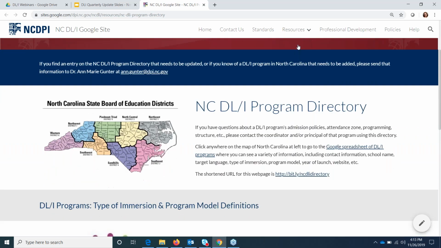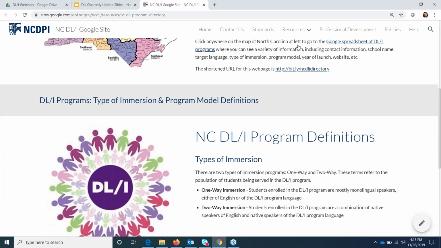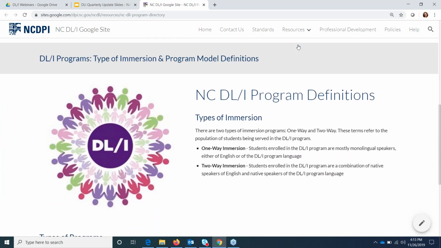As we scroll down, we're going to take a look first at the DLI programs, type of immersion, and program model definitions, just like we said. First of all, we want to clarify when we say types of immersion, what types of immersion are available in North Carolina and available anywhere. There's really only two. There's one-way immersion and there's two-way immersion, as you can see.